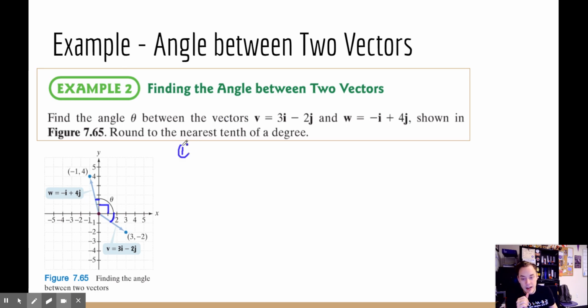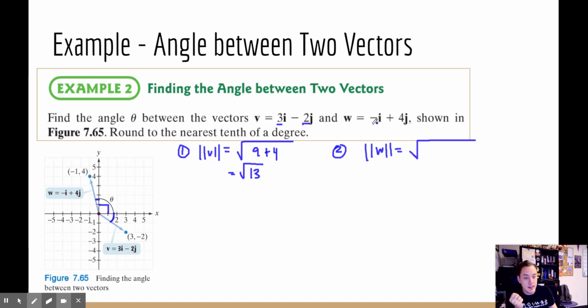Before I use the formula, I need to find my magnitudes. What is the magnitude of v? It's 3 squared plus negative 2 squared, so 9 plus 4, which is radical 13. Then I also need the magnitude of w: negative 1 squared plus 4 squared, so 1 plus 16, which is radical 17.